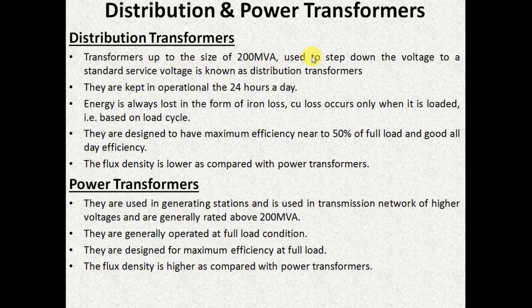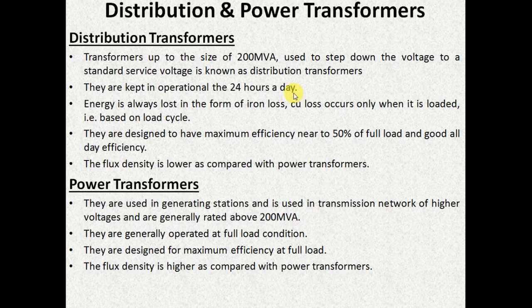Generally, these transformers are used to step down the voltage to a standard service voltage. All those transformers which you see beside the roadsides are actually these distribution transformers. They remain in operation for almost 24 hours a day. Since they are in continuous operation throughout the day, energy is always lost in this machine in the form of iron loss.